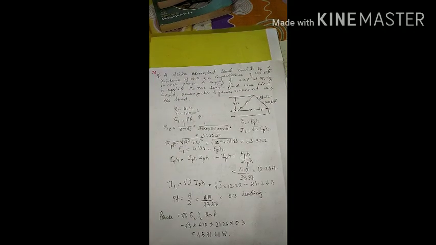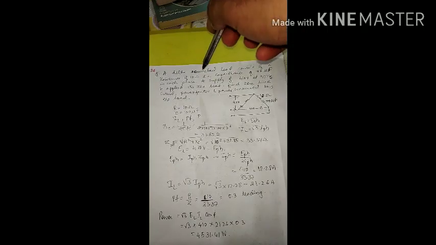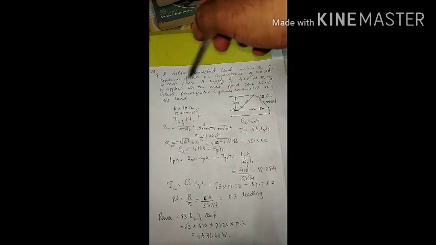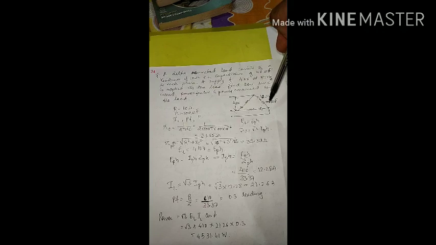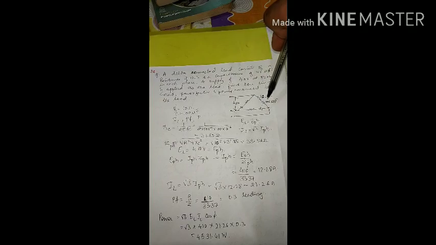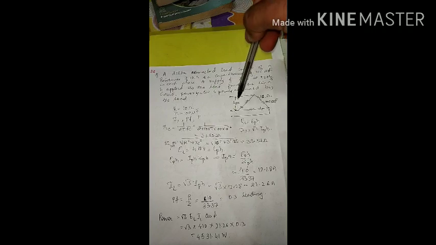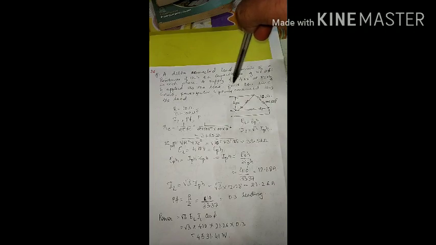Problem on delta connection. A delta connected load consists of resistance of 10 ohm and capacitance of 100 microfarad in each phase. So this is a delta connection. You have a combination of resistance of 10 ohm and a capacitance of 100 microfarad in each phase. So this is first phase, second phase and third phase. But here he has given the value of capacitance, not the value of capacitive reactance, that is Xc. A supply of 410 volt at 50 Hz is applied to the load. So between the two lines there is a voltage of 410. Find the line current, power factor and the power consumed by the load.